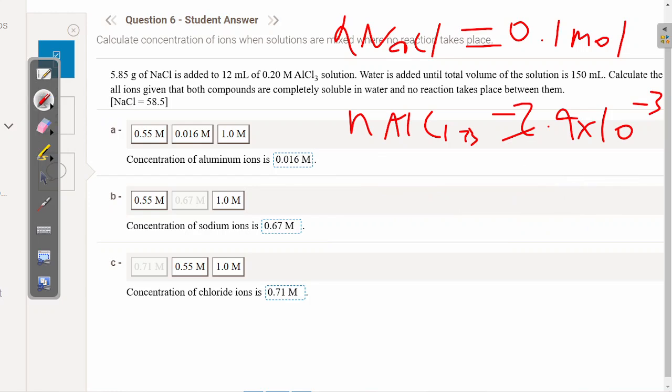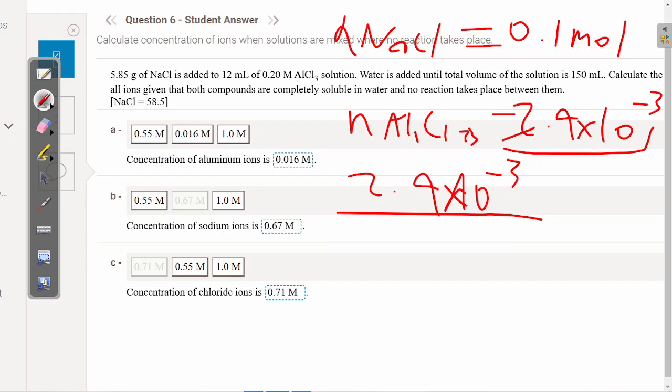Okay, now they want the concentration of aluminum ions. No need to do the whole equation thing. You see that Al is 1 here, so it will be the same as the AlCl3. So it will be 2.4 times 10 to the negative 3 over the total volume, which is 150 milliliters, in liters 0.15. You'll get 0.016.